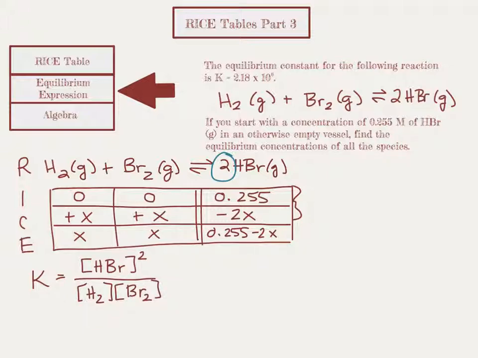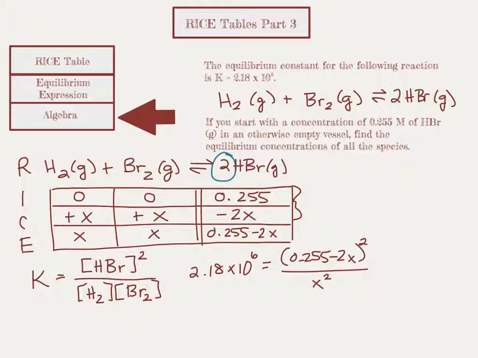Okay, now let's plug things in. My K value is 2.18 times 10 to the 6, and my HBr value is 0.255 minus 2x, not forgetting to square that expression. And then I'm going to have x times x on the bottom, and I'll go ahead and combine like terms for my x squared here. Okay, now I'm feeling like there's a lot of squareds here. I could do fancy quadratic equation stuff here, or I can just relax and square root both sides.